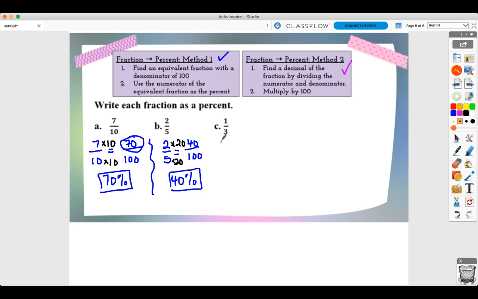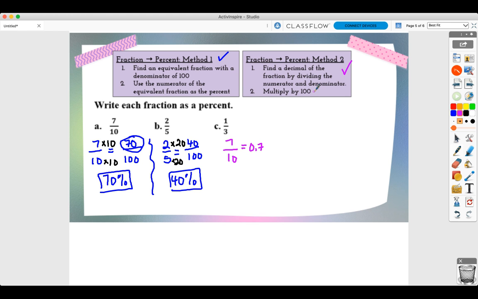Okay, so 7 over 10. Now this is saying find a decimal of the fraction by dividing the numerator and the denominator. So if needed, use a calculator. So 7 divided by 10 is 0.7. And this is me using a calculator, okay?